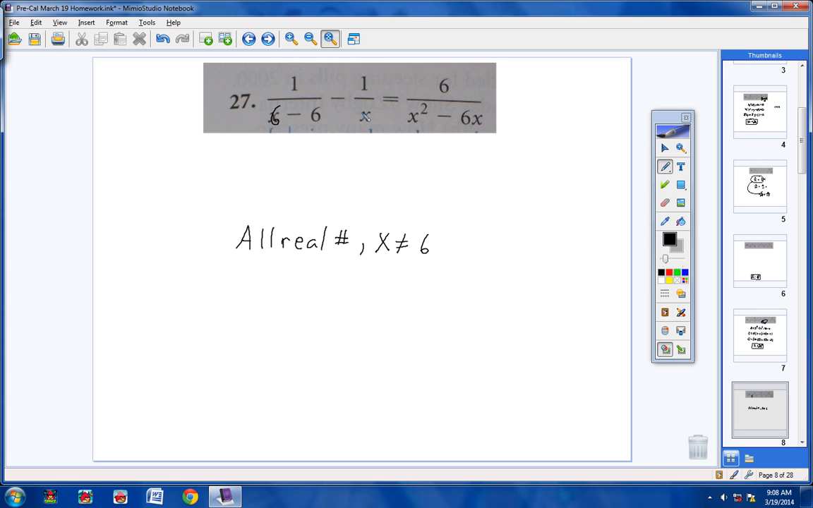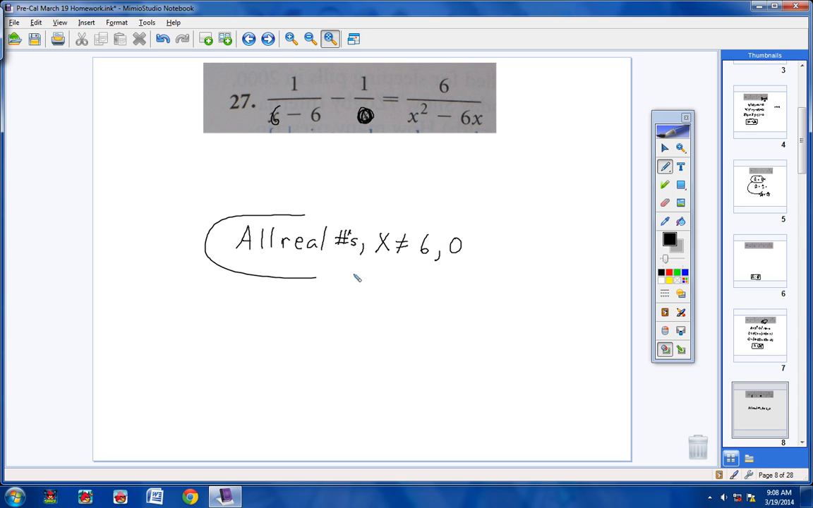Now, what number could you put here that would make this denominator 0? Well, 0. If you put a 0 in for x, you'd have a 0. So we know that x cannot equal 0. And now, if you take your time and figure this out, you're going to see it's 0 and 6 for this also. And so the answer to this would be all real numbers as long as x does not equal 6 and as long as x does not equal 0.